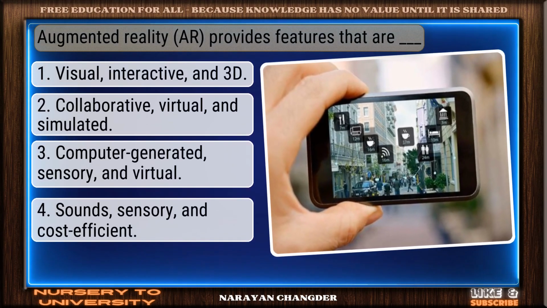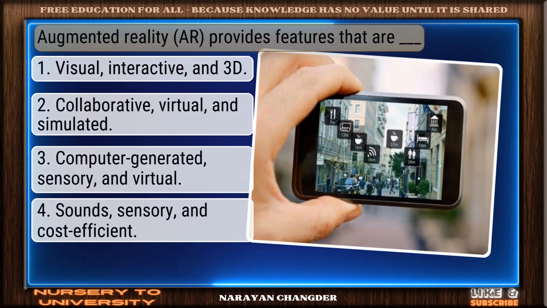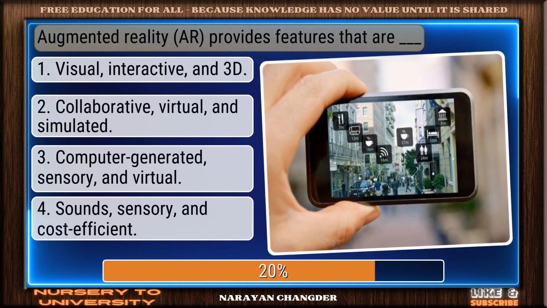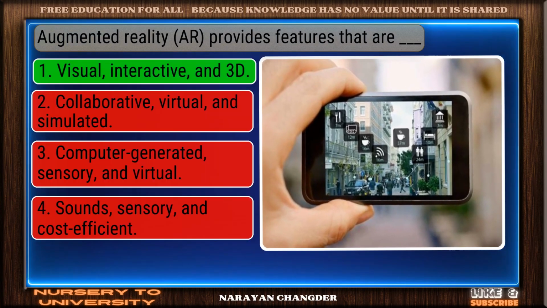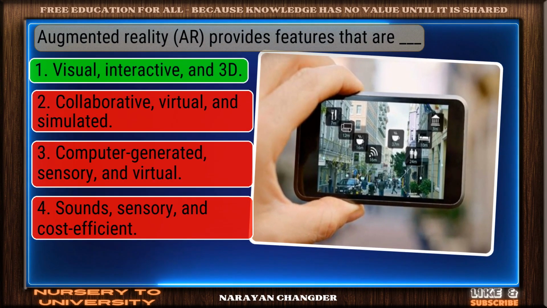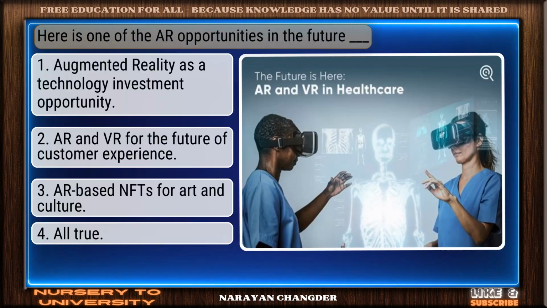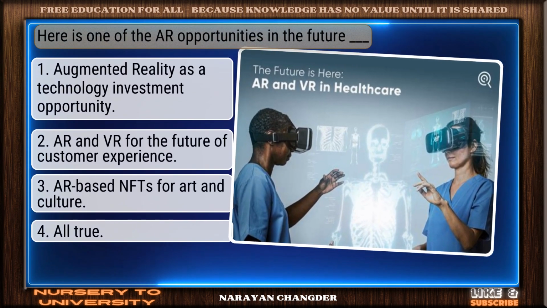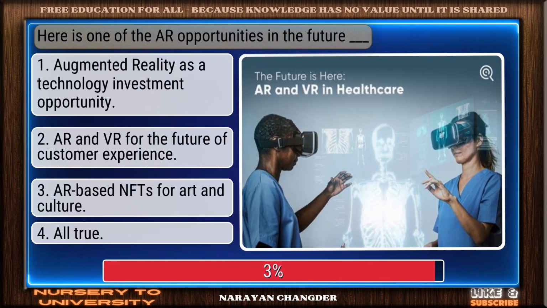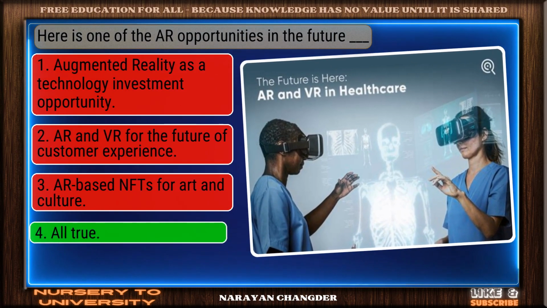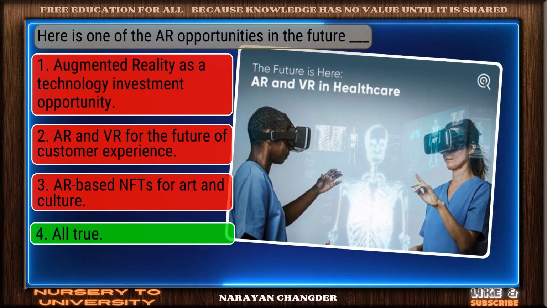Question number 47. Augmented reality provides features that are dash. On track. Visual, interactive, and 3D is the correct answer. Question number 48. Here is one of the AR opportunities in the future dash. Correct. All true is the right answer.